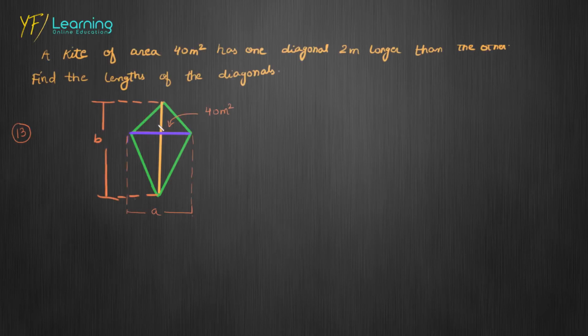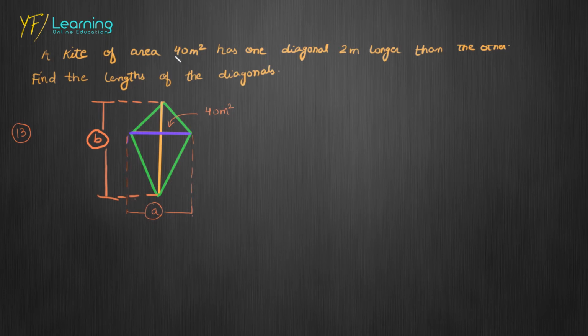Question number 13: a kite of area 40 meters square has one diagonal 2 meters longer than the other. Find the length of the diagonals. So this blue diagonal is A and this yellow diagonal is B. So we have to calculate these diagonals.